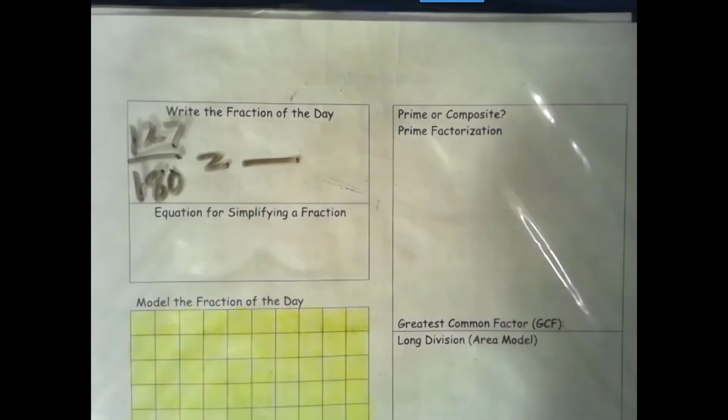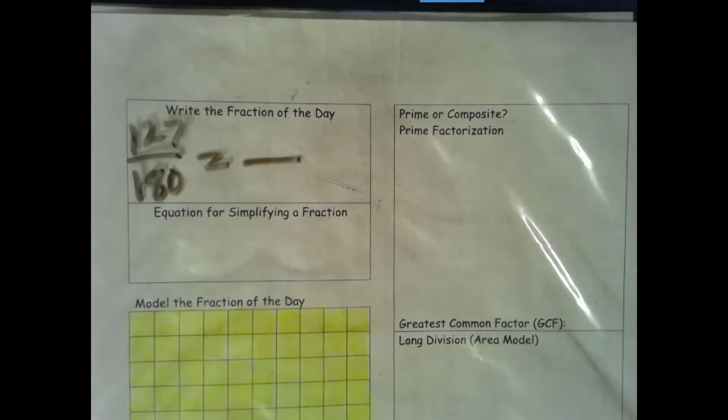We have a total of 180 school days, and we are on day 127. Let's think, is our numerator prime or composite? Well, it doesn't end in an even number, so 2 is not a factor. Let's try the rule for 3. We add the digits together. 1 plus 2 is 3, plus 7 is 10. 10 is not a multiple of 3, so 3 is not a factor.